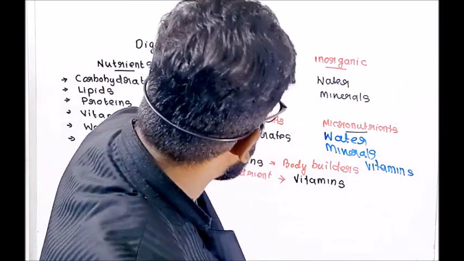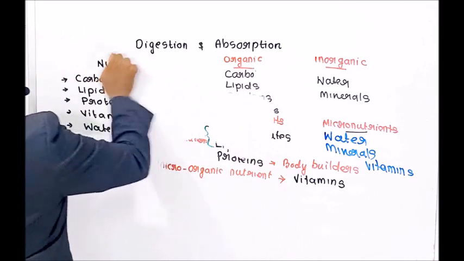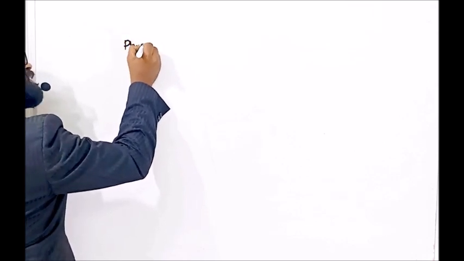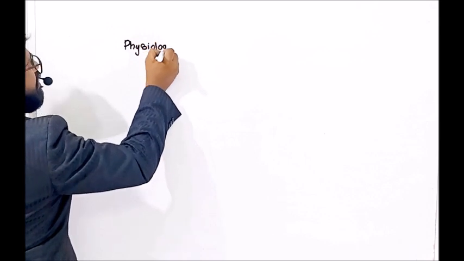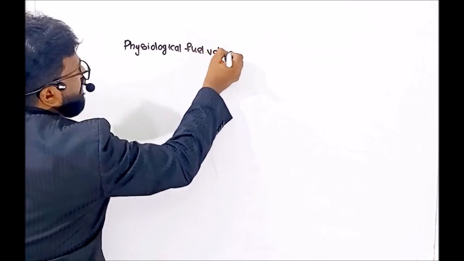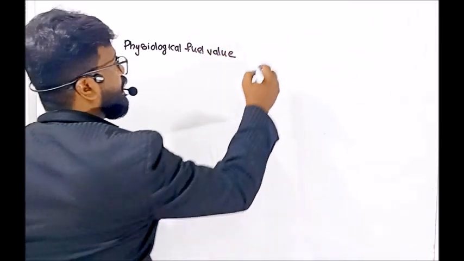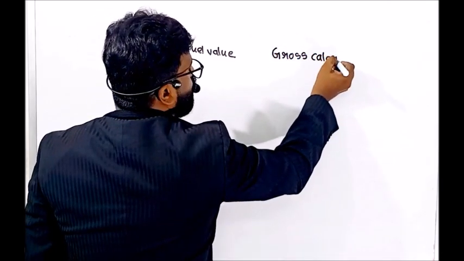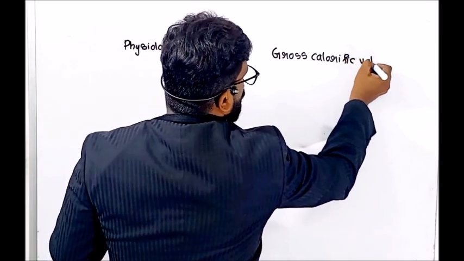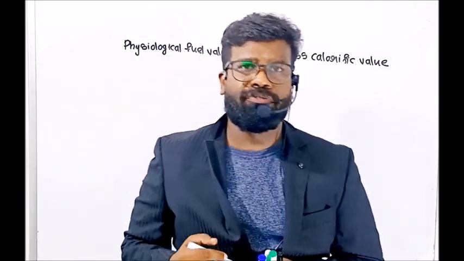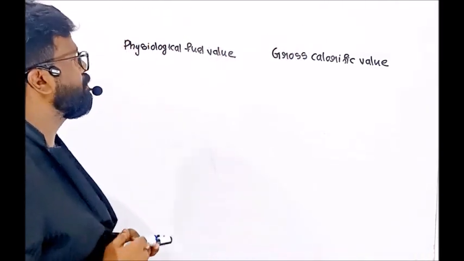Next is the fuel value of nutrients. First, physiological fuel value, and second one, gross calorific value. Physiological fuel value and gross calorific value are the two types of fuel value of nutrients.